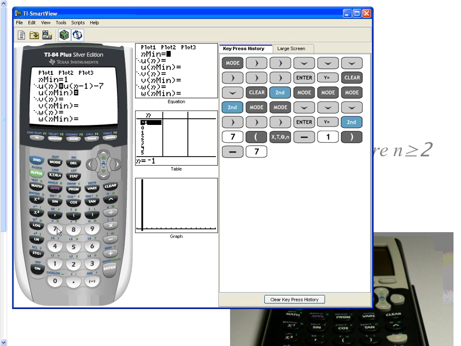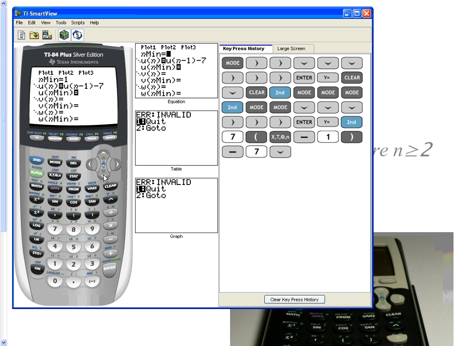Now, the only last line we have here is the u sub n min equals. What it's saying, remember we figured out what n min was. We told the calculator that n min was 1. So u sub n min means the same as u sub 1 by using substitution. It's asking for u sub 1. What is u sub 1 again? It's the first term, and that's 20. So it's just asking where should I start? It understands that you are going to subtract 7 each time, but it needs to know where to start.